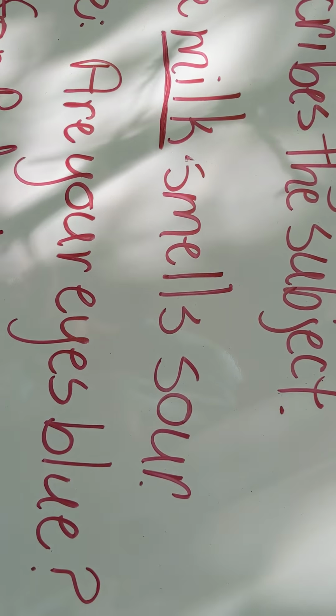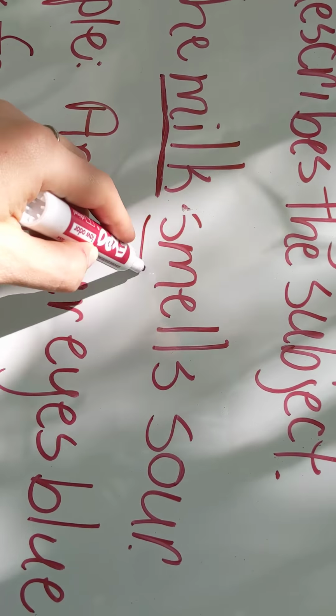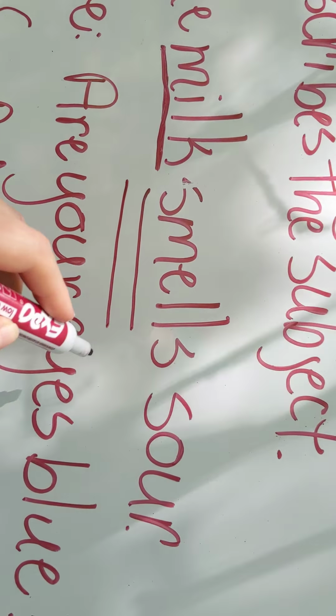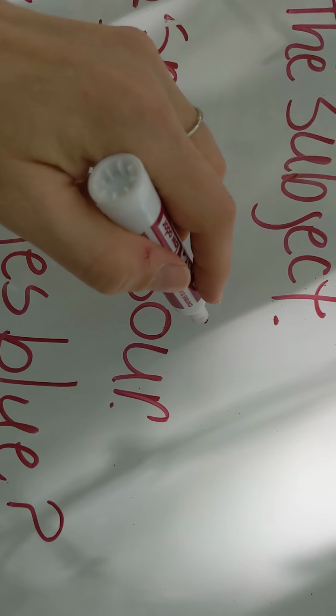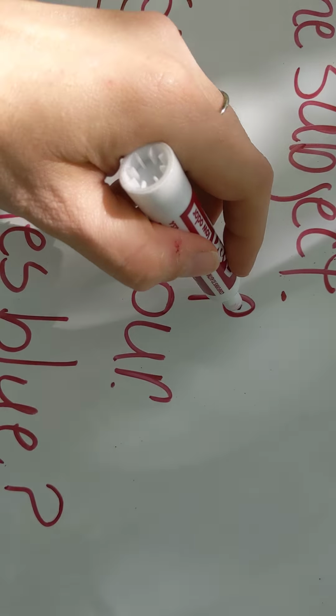Okay, what's your verb? Milk what? Right, the milk smells. Is that one of my linking verbs? Look at your linking verb list. Is that one of the linking verbs? Yes, we are good. Okay, milk smells what? Smells sour. So we label our predicate adjective with a P-A. So that is how you would label your sentences.